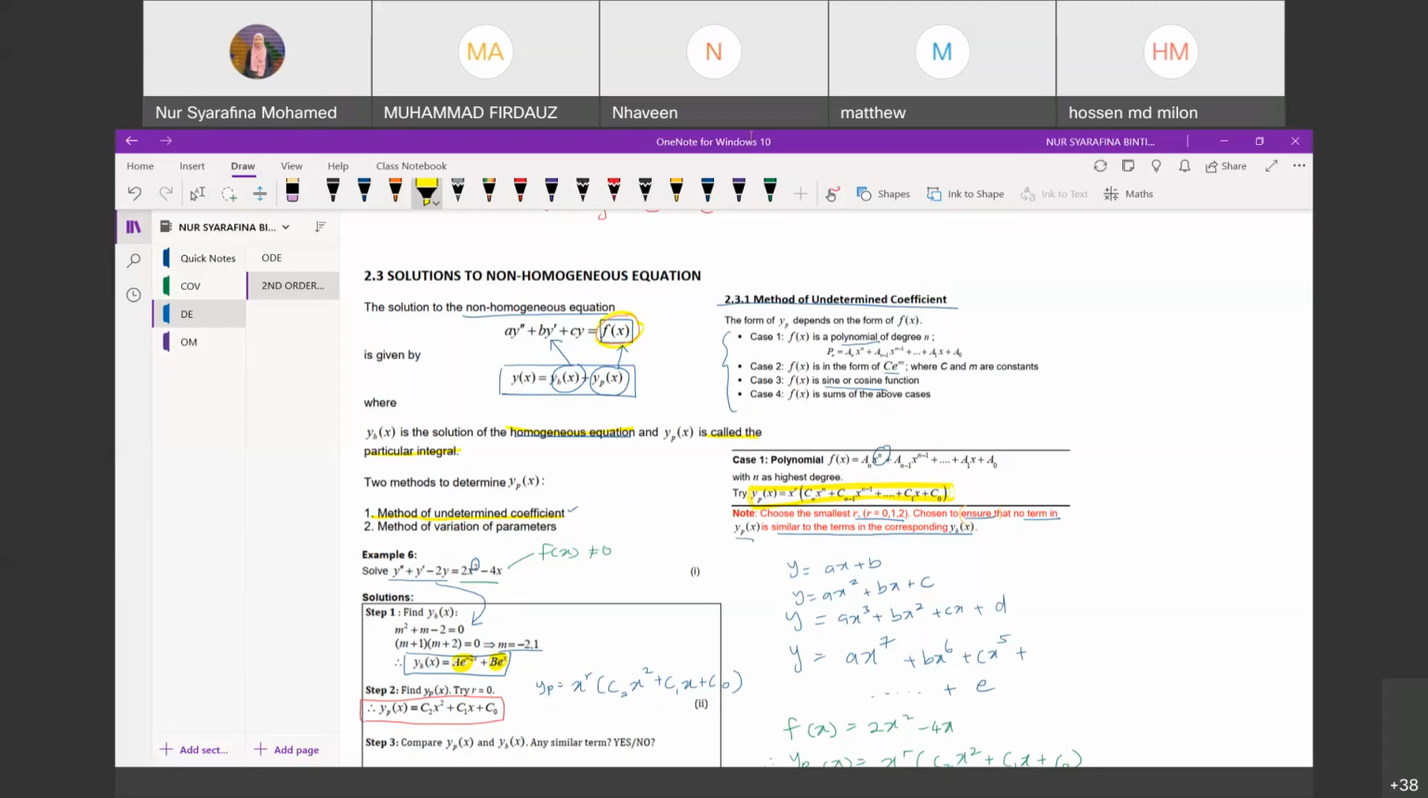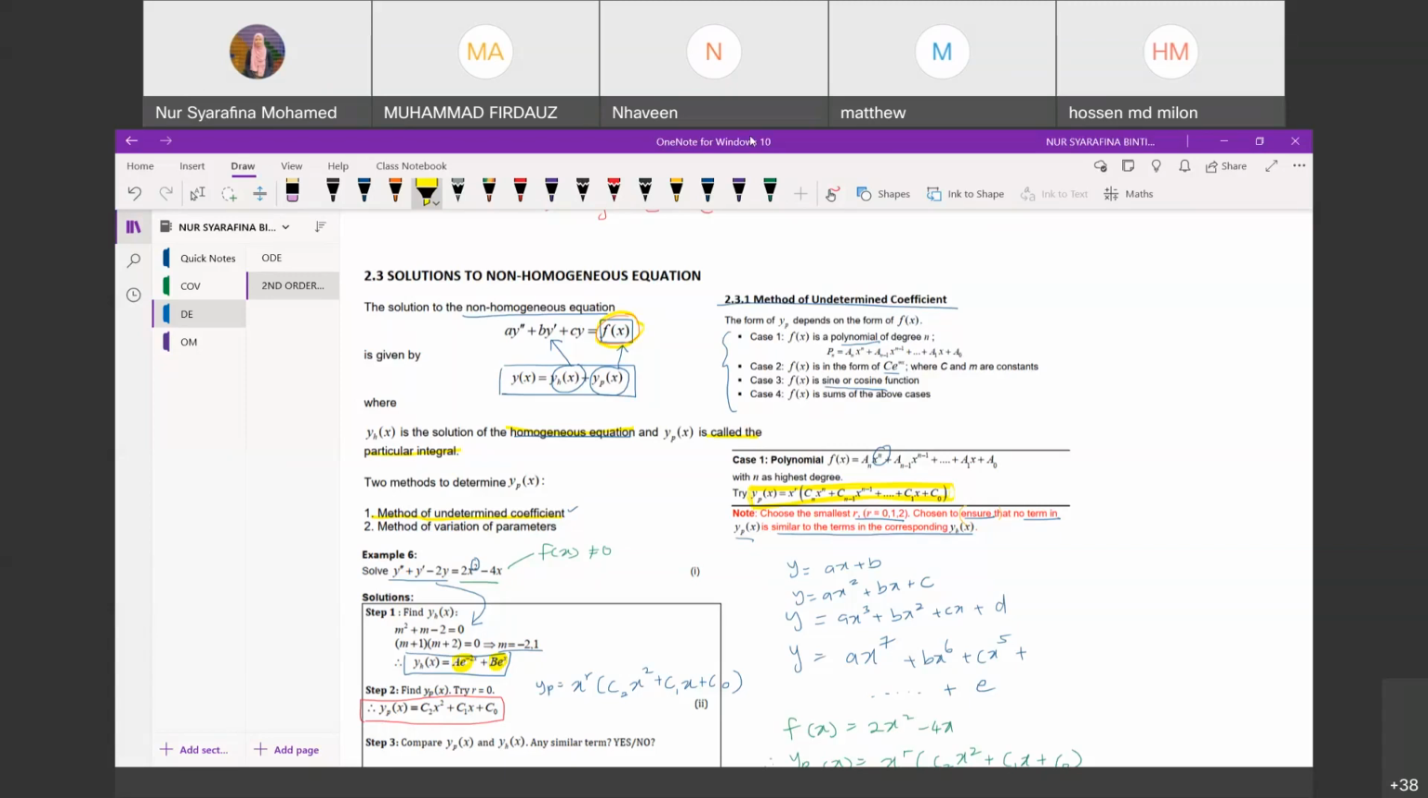Sum of case 1, case 2, or case 3. Maybe case 1 plus case 2, maybe case 2 plus case 3, and so on. So these cases are only applicable in undetermined coefficient. Let's say if you have tangent, you cannot use undetermined coefficient, because we only consider polynomial, exponent, sine or cosine, or sums of the above cases.